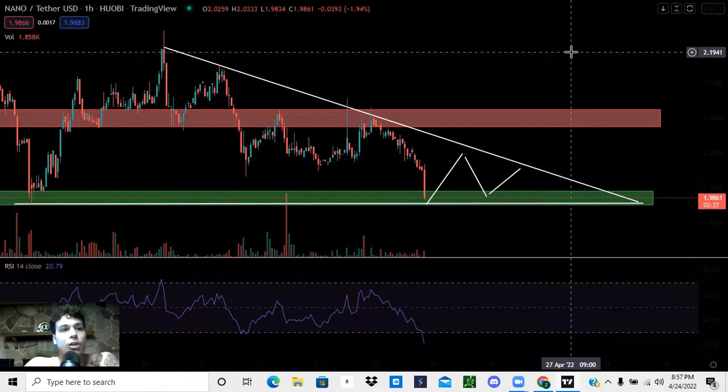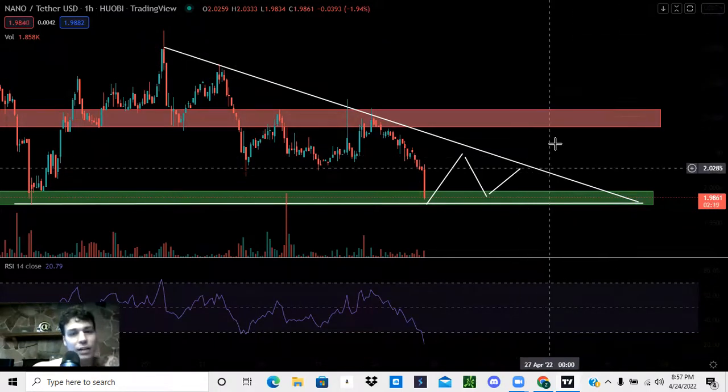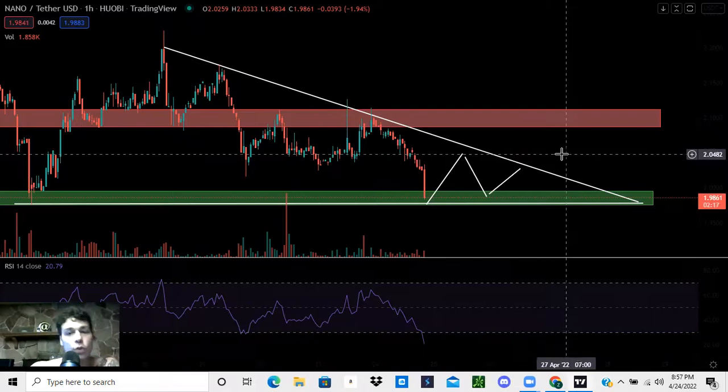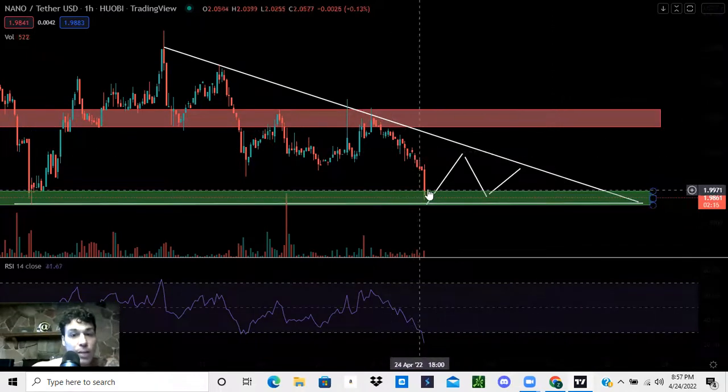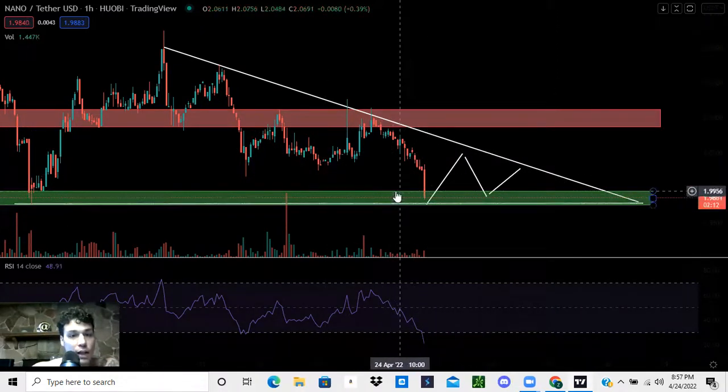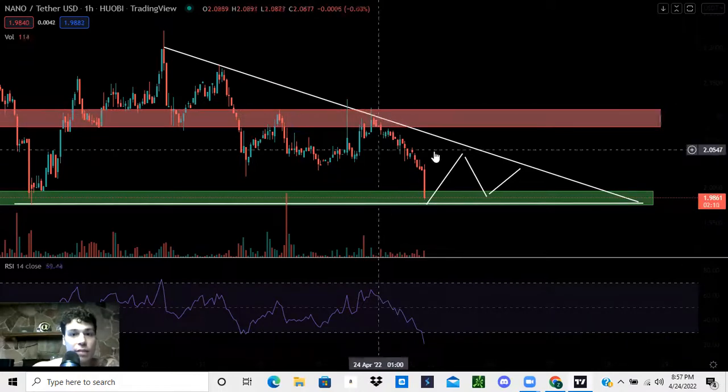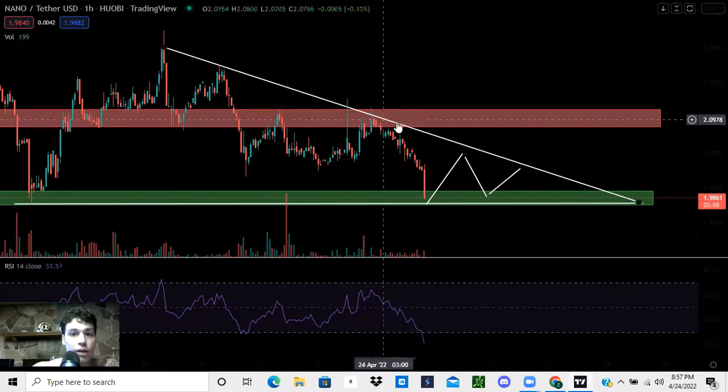We are going to be taking a look at ticker symbol Nano, okay? NANO/USDT. And things are not looking too good for it. We are entering a demand zone. That's what this green box is right here. And above us, we're going to have a supply zone. That's our red box right here, okay?